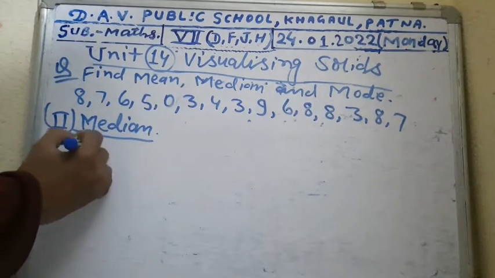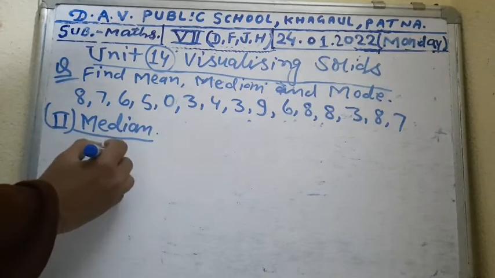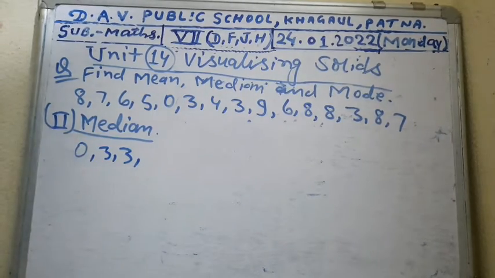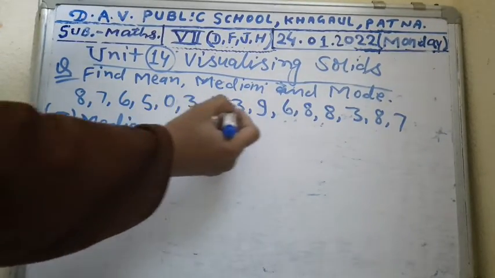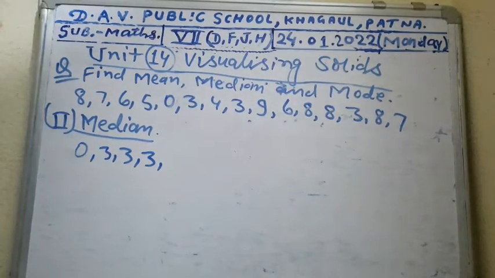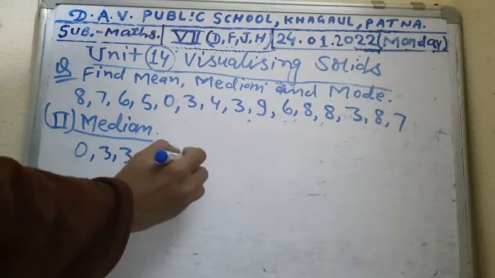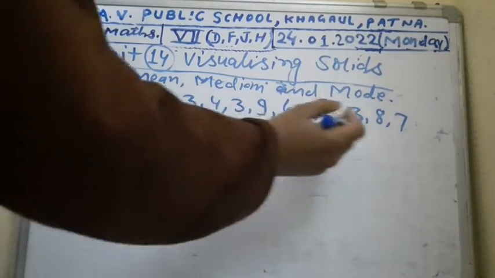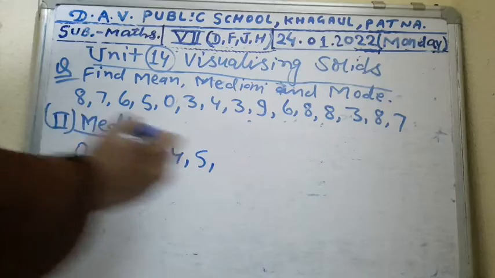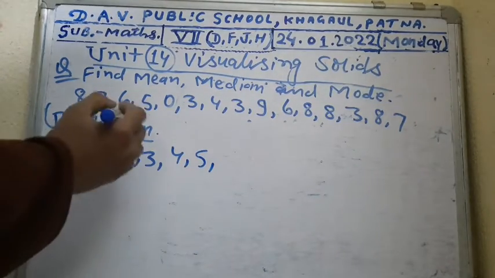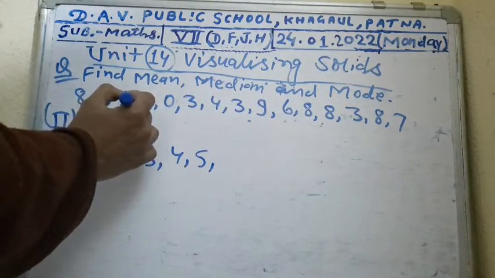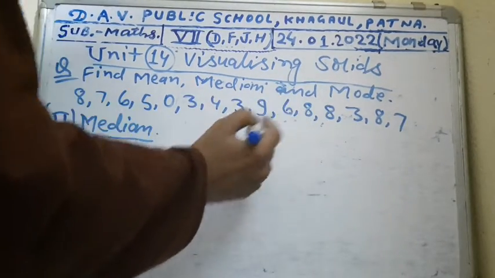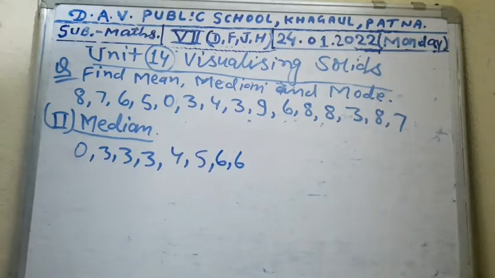0, 3, 3, again 3, because 3 is given 3 times. So 0, 3, 3, 3, 4, and next is 5, next is 6. 6 is given 2 times, 1 time here and the other is here. So 6 is given 2 times.